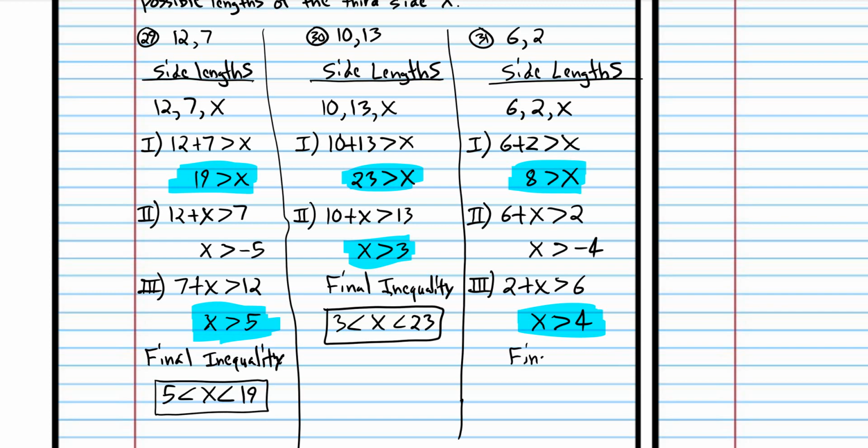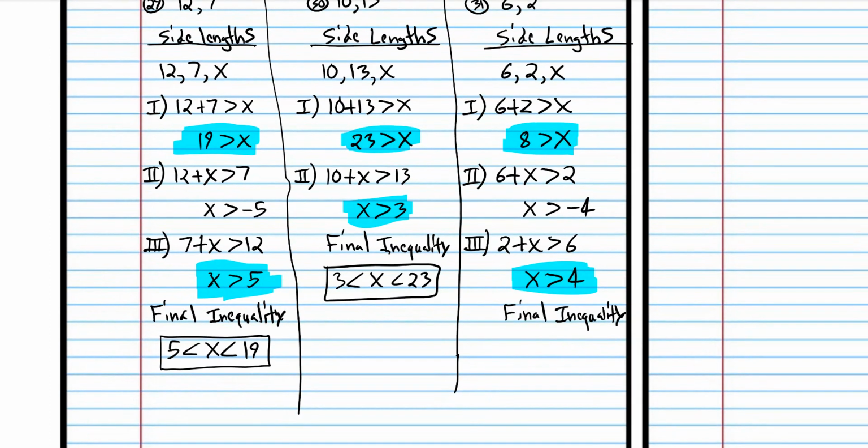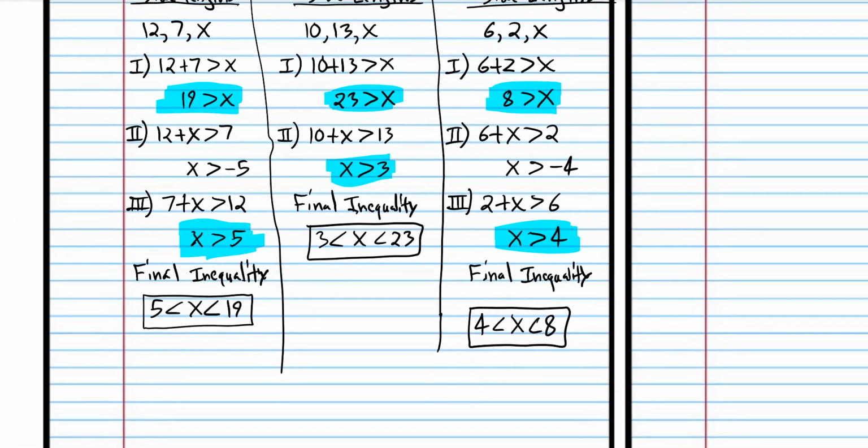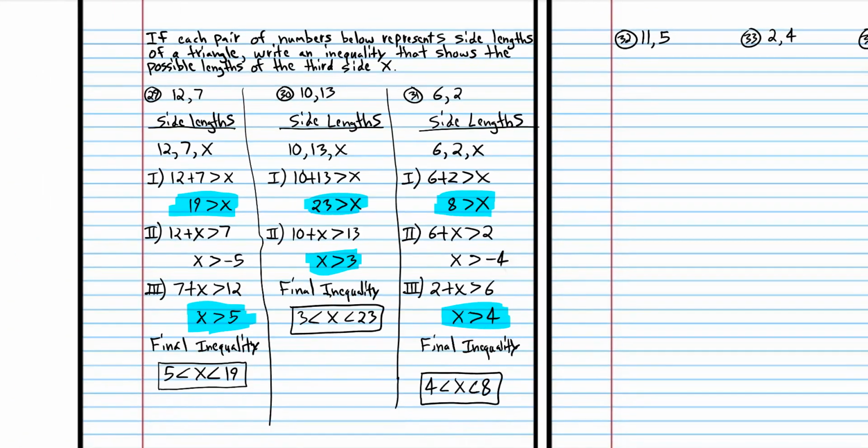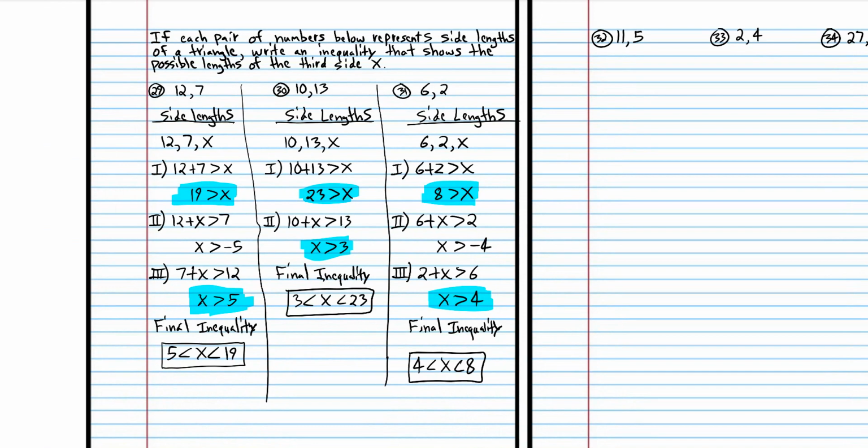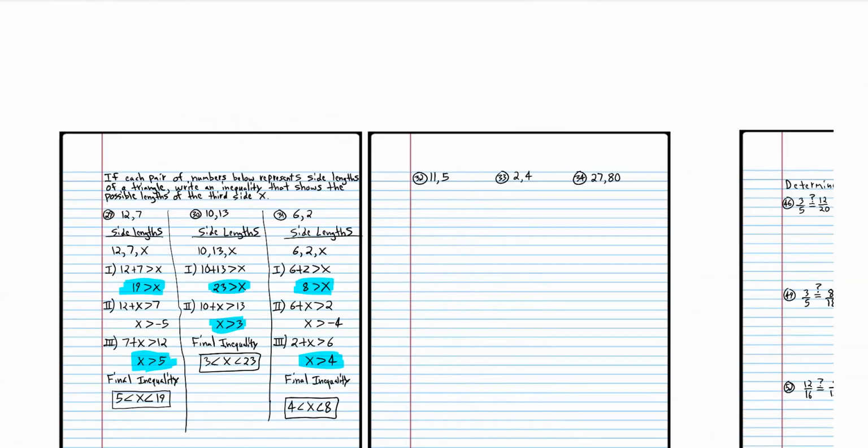So the final inequality is, let me move these over. The final inequality is x must be greater than 4, but it must be less than 8. So again, we're defining two side lengths of a triangle and saying what are the possible values for the third side. You can't just have any values.